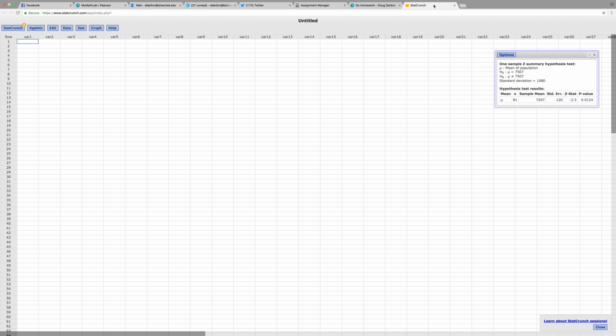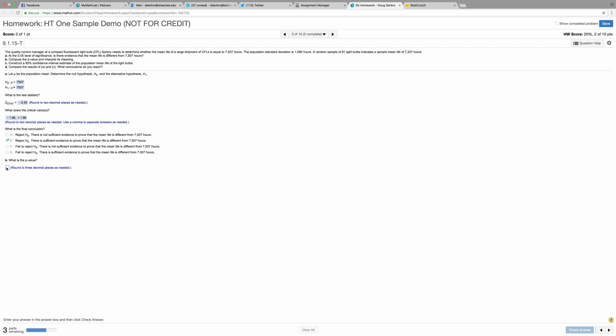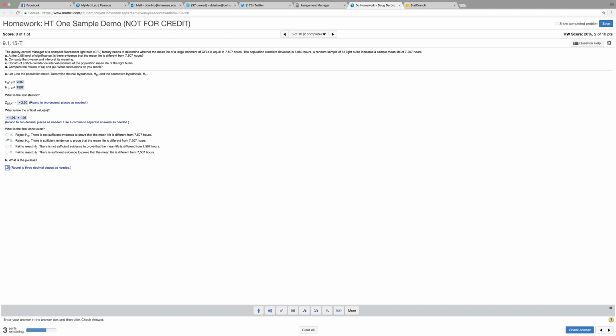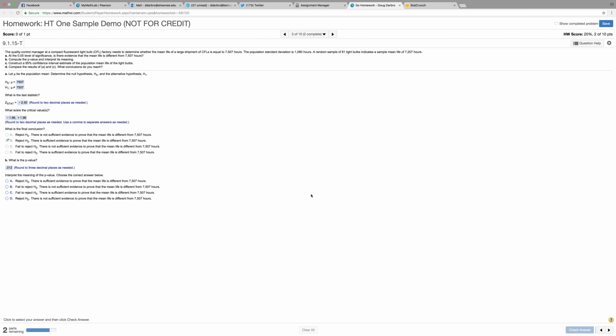What's the p-value? Well, the p-value is 0.0124. Looks like it wants us to go to 3 places instead of 4. Interpret the meaning of the p-value. Well, since it's less than 0.05, we're going to reject, so we have tunnel vision on A and D. There is sufficient evidence to prove that the mean is different. There is not sufficient evidence. So guys, when we reject, there is sufficient evidence to prove that the mean is different. So the interpretation corresponds with the alternative hypothesis.